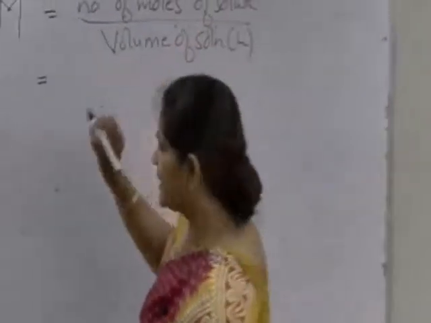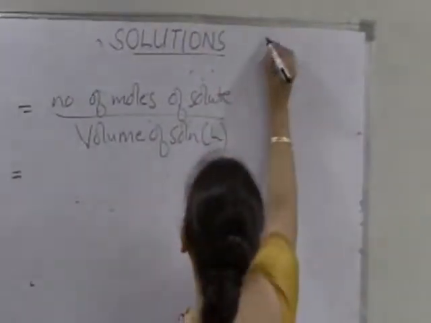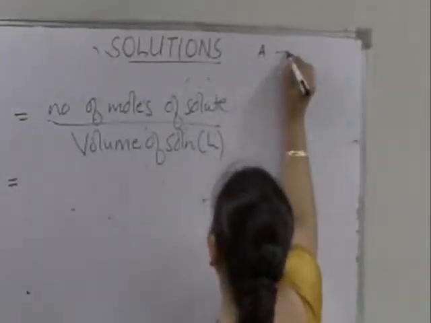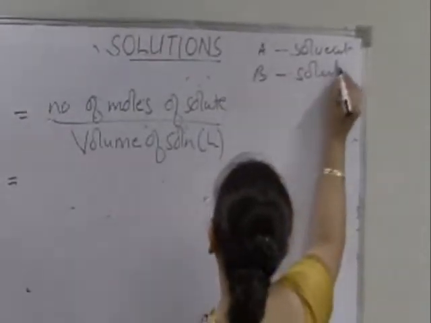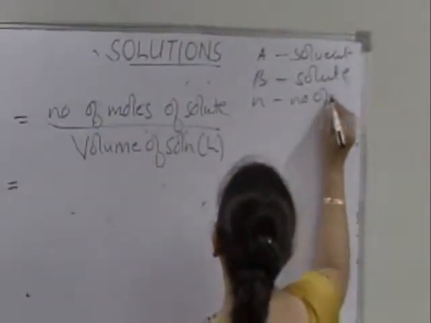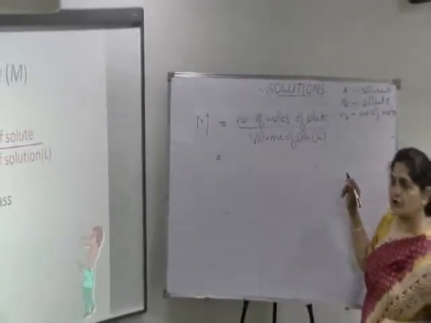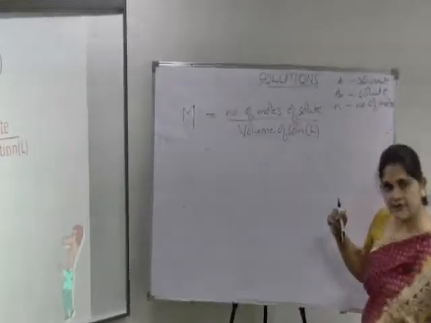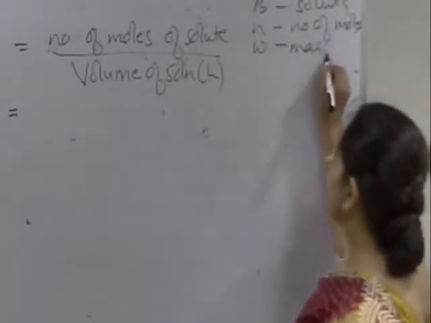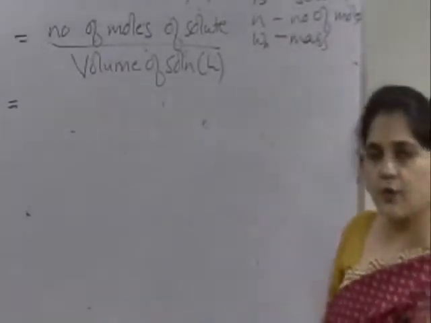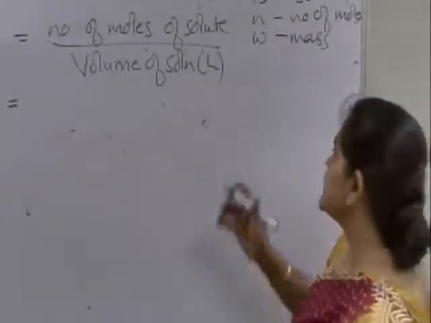If I want to write the mathematical expression, normally when I teach, I use anything subscripted A for solvent, B for solute, N for number of moles. So if I subscript N with A, that means I'm talking about the number of moles of the solvent. If I subscript it with B, that means I'm talking about the number of moles of the solute. W for the mass. So if I subscript W with A, that means I'm talking about the mass of the solvent. B, that means the mass of the solute, and so on.